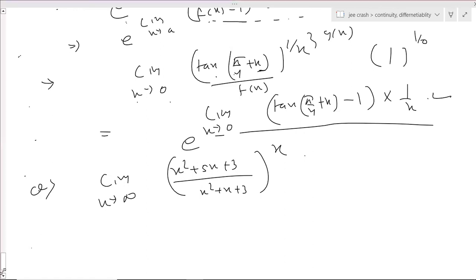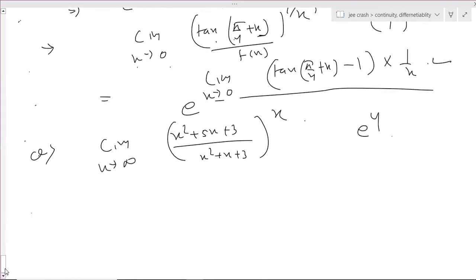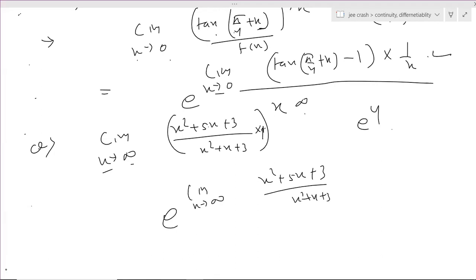Absolutely correct, Marita. The answer is e to the power 4. All right, again, if you put infinite, this is infinite upon infinite, which we can say is tending to 1, and the power is infinite. So the answer would be e to the power limit x tending to infinite of ((x square plus 5x plus 3) upon (x square plus x plus 3) minus 1) into x.